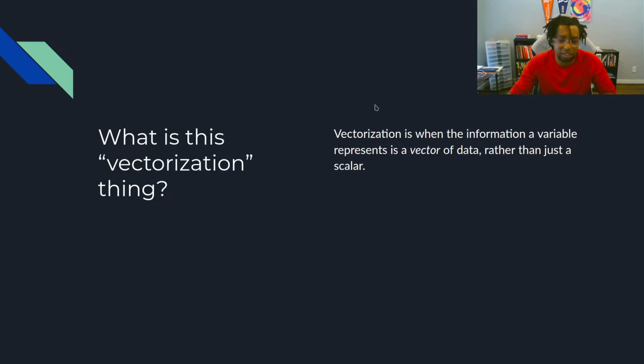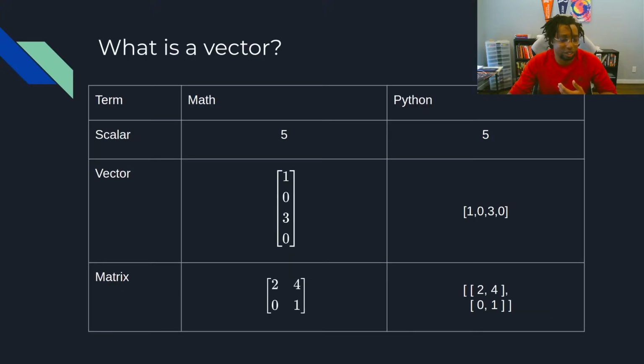So what is this vectorization thing? In short, it's when the information that a variable represents is an entire vector of data rather than just a scalar. And probably, unless you've taken a linear algebra class in the last 3 or 4 years, it may not necessarily be clear what a vector is. So just covering that really quickly.